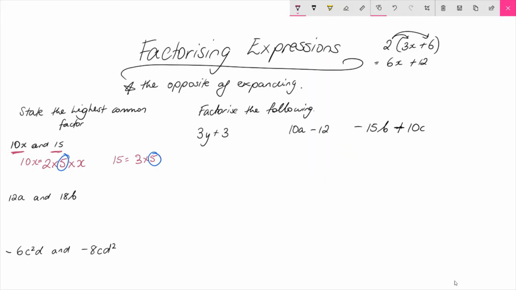Let's try another pair. So we have 12a and 18b. So 12 can be written as 2 times by 6. And if it's multiplied by a, we can add the a on the end. Now 18 can be written as 3 times by 6. And if we're multiplying by b, we can add the b on the end. Now we can really clearly see that the highest common factor in these two numbers is the 6 because that multiplies within both of the numbers. So the highest common factor is equal to 6.